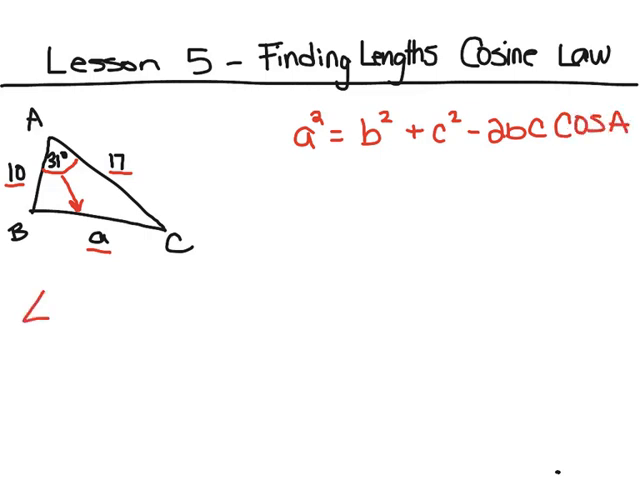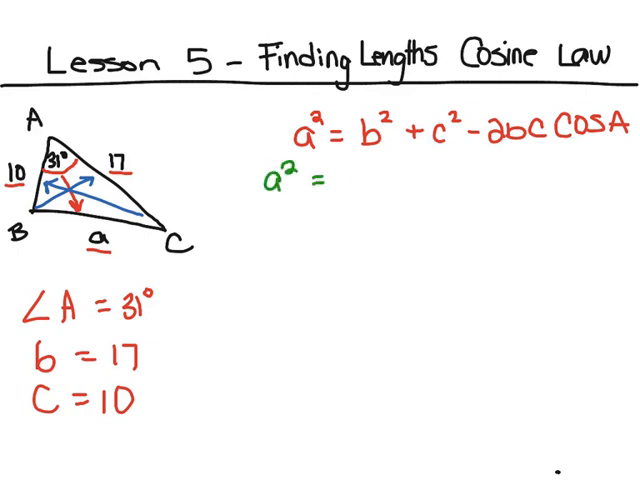We know that angle A is 31 degrees. We know that side B is 17, and side C is 10. So the sides opposite from the letter, remember, are the sides that associate with that angle. So we're going to fill this in. So we have a squared is equal to 17 squared plus 10 squared minus 2 times 17 times 10 cos of our angle, which is 31.